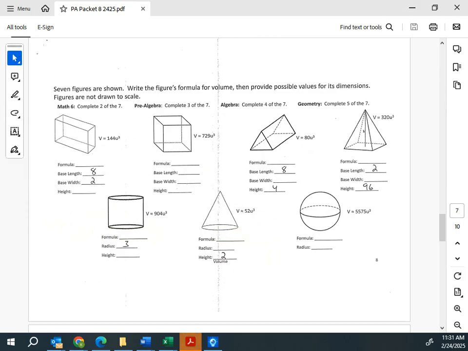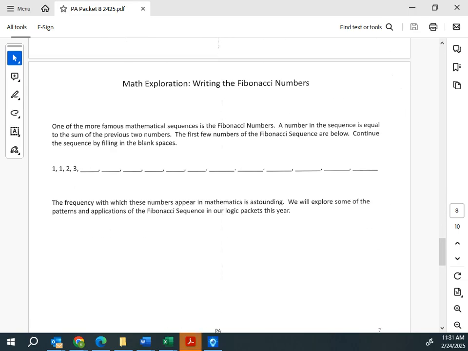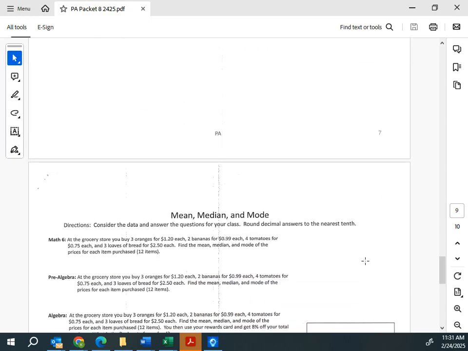The next page is just the start of the Fibonacci numbers. We're going to work more with these. So this is just the easy one where we just have to write out the numbers. So you take 2 numbers and you add them together. 1 plus 1 is 2. 1 plus 2 is 3. 2 plus 3 is 5. 3 plus 5 is 8. And fill in the rest of those numbers.